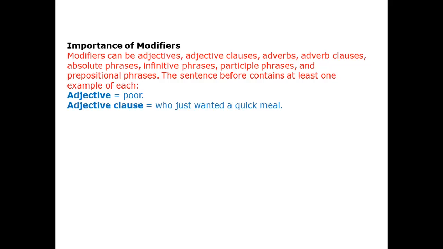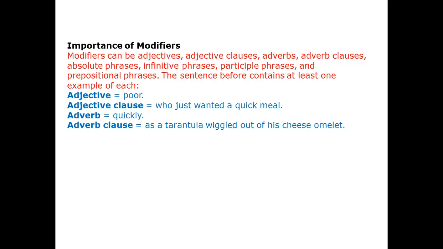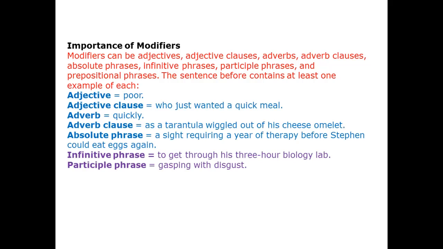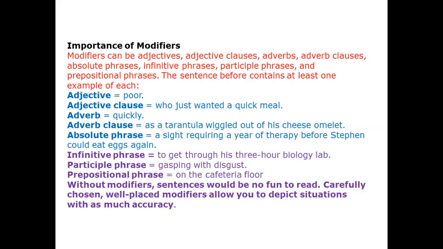Adjective: poor. Adjective clause: who just wanted a quick meal. Adverb: quickly. Adverb clause: as a tarantula wiggled out of his cheese omelet. Absolute phrase: a sight requiring a year of therapy before Stephen could eat eggs again. Infinitive phrase: to get through his 3-hour biology lab. Participial phrase: gasping with disgust. Prepositional phrase: on the cafeteria floor. Without modifiers, the sentence would be no fun to read. Carefully chosen, well-placed modifiers allow you to depict the situation with as much accuracy.